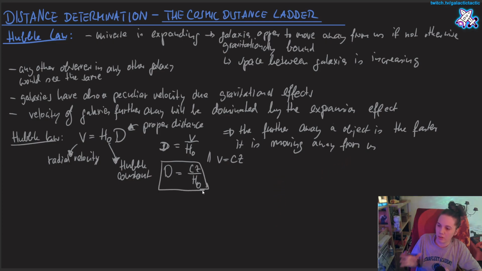The radial velocity of a galaxy can be measured with its redshifted spectral lines. Okay, let's do it like this. So here's a star. Let's say we have an observer in this direction. We see all the light.